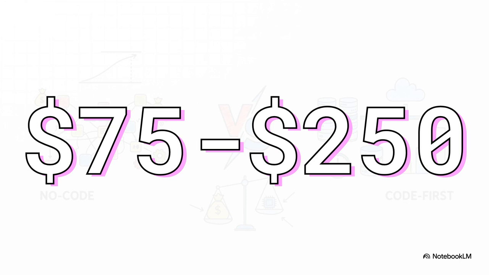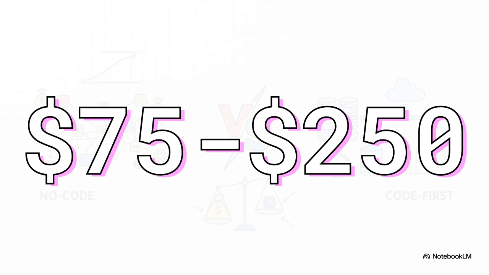Now look at this. This is the contrast, a code-first stack built on really efficient infrastructure. We're talking a cheap server, a scalable database, a fast AI model. It handles the exact same 100,000 tasks for $75 to $250 a month. The difference is staggering. We are talking about a 90+% reduction in your operating costs.